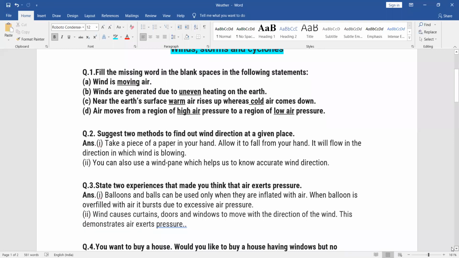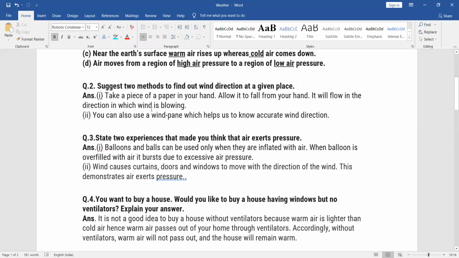Yes, question number two. Just have a look at what question number two is. Suggest two methods to find out wind direction at a given place. Means if you are at a given place and you have to find out the wind direction, in which direction the wind is flowing, how can you find it out? One option we can have: we can take a piece of paper or a piece of cloth in our hand, then allow it to fall from your hand. It will flow in the direction in which the wind is blowing. So easily you can know in which direction the wind is blowing.